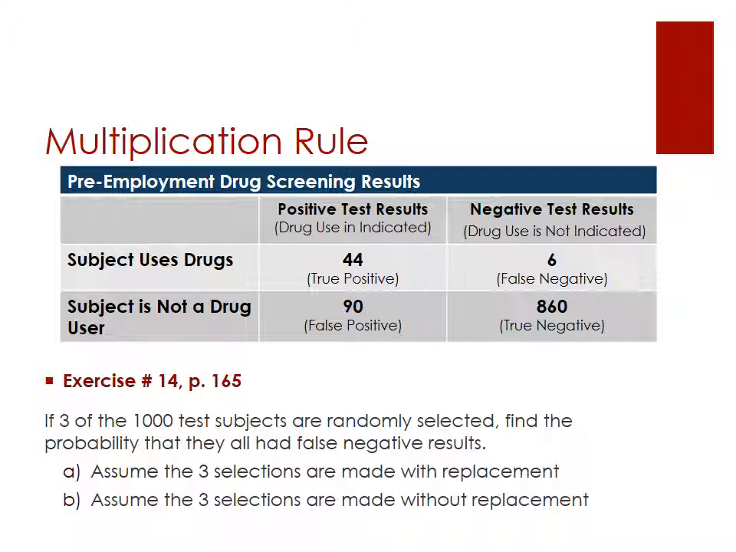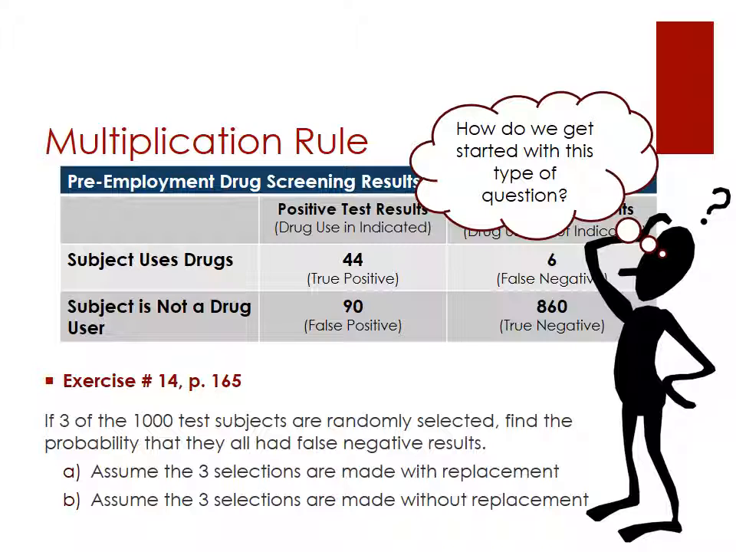Okay, let's get into doing a practice problem. So this is number 14 from your book on page 165. We are once again working with our pre-employment drug screening results. And here we have got the idea that we are taking 3 of the 1,000 test subjects and we are randomly selecting them. And we want to find the probability that they all had false negative results. Now, we've got 2 different ways we're solving this problem. Part A, we're assuming that the 3 selections were made with replacement. Part B, we're assuming the 3 selections were made without replacement. So we're going to solve both problems here as we go through.